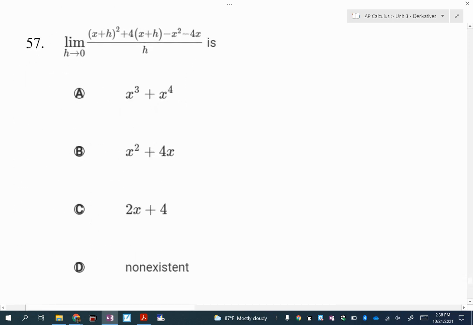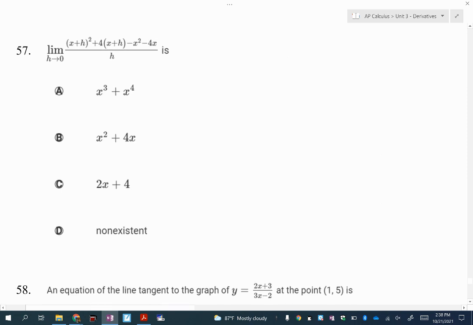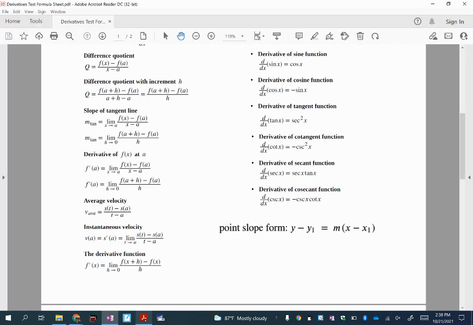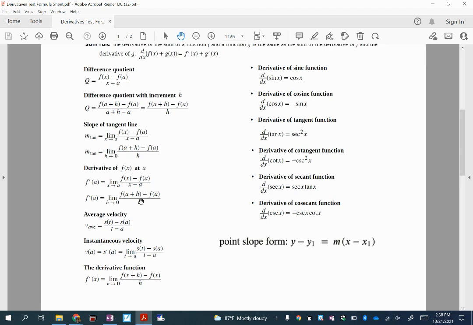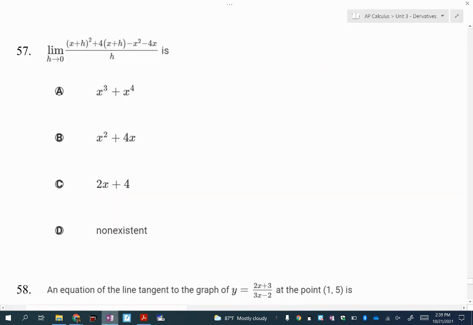57. All right, we have the limit as h approaches 0 of all this stuff. And if I try to plug in 0 right now, this is from one of the first lessons before we did the derivative rules, that this is how you found the derivative. It's right here in your formula sheet, or we don't really use that much anymore. But the way we did was we're going to distribute, expand. So x squared plus 2xh plus h squared plus 4x plus 4h minus x squared minus 4x all over h.